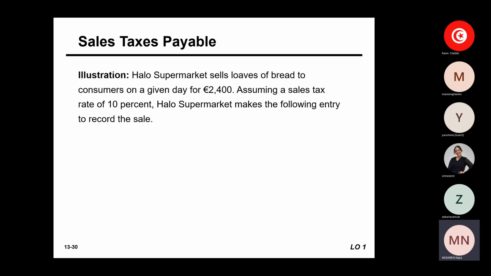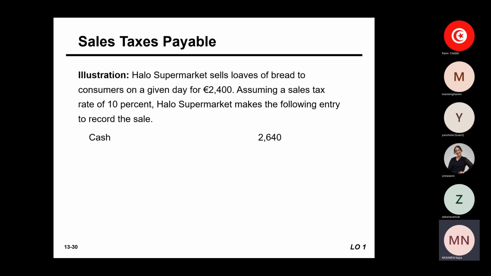So this 2,400 will include what should be recorded by this supermarket as its sales revenue, and part of it should be recorded as sales taxes payable. That's the liability, the amount that will be owed to the government. So it will be remitted to tax authorities, okay?